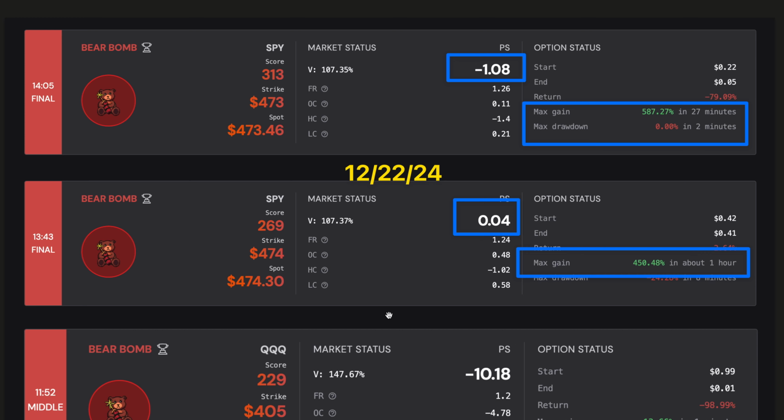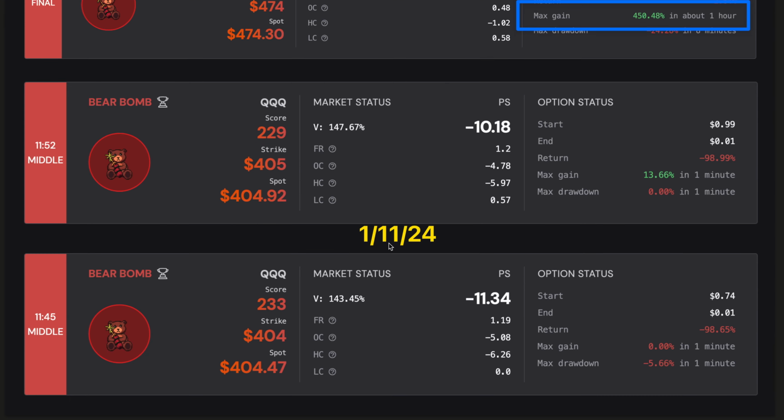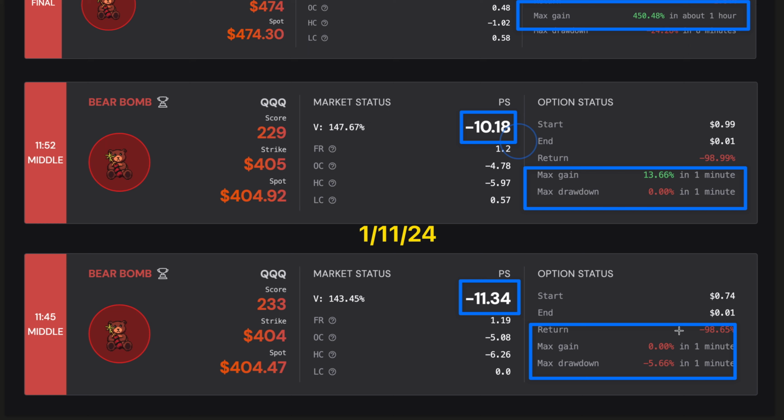But now, if we scroll down, look at these bombs from 11/24 on the QQQ. Look at the PS score. What is that? Absolutely massive. 10.18. Oh my gosh. Terrible alert. You didn't make any money. Oh my gosh. PS minus 11.34. You didn't make any money.